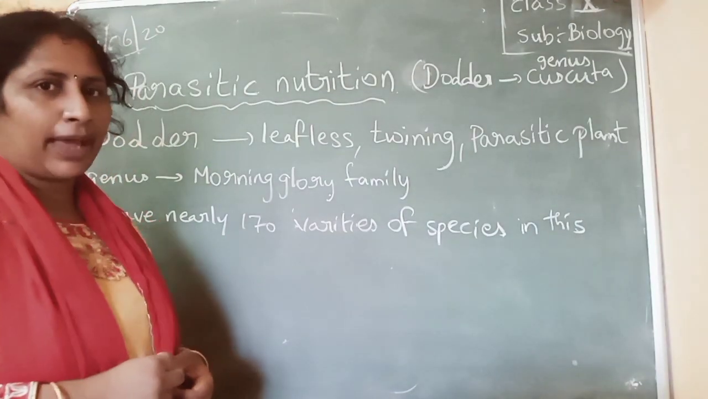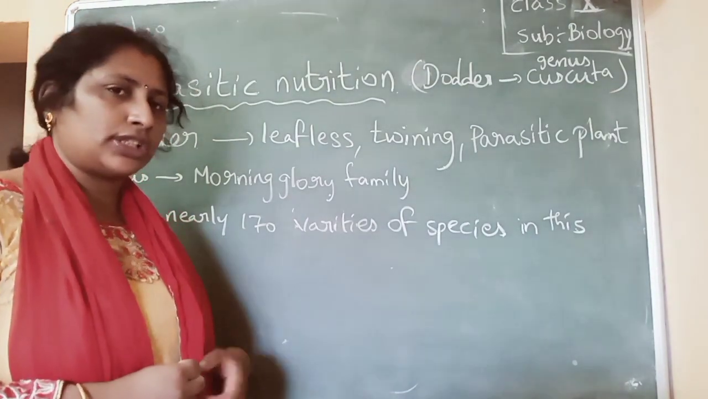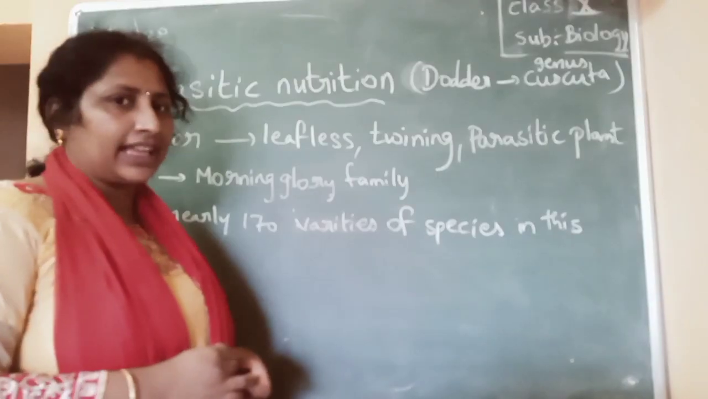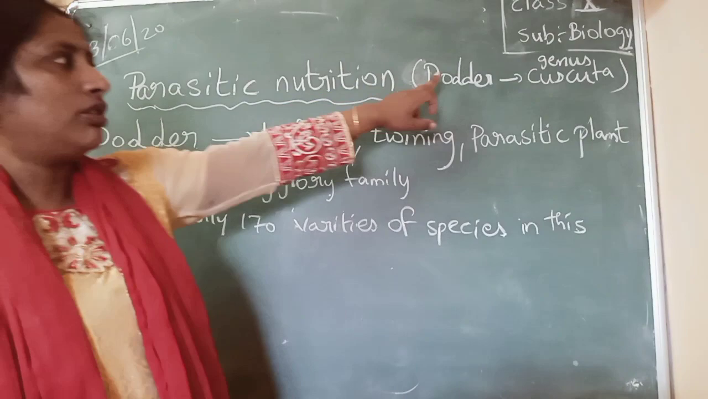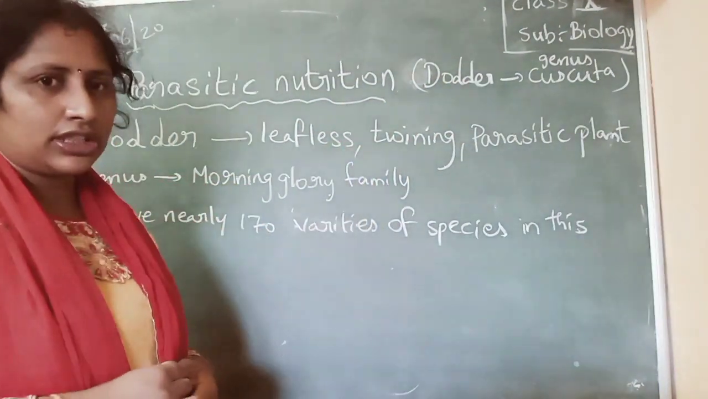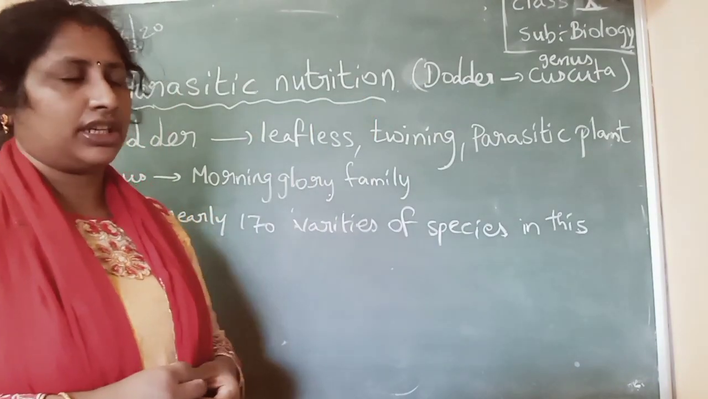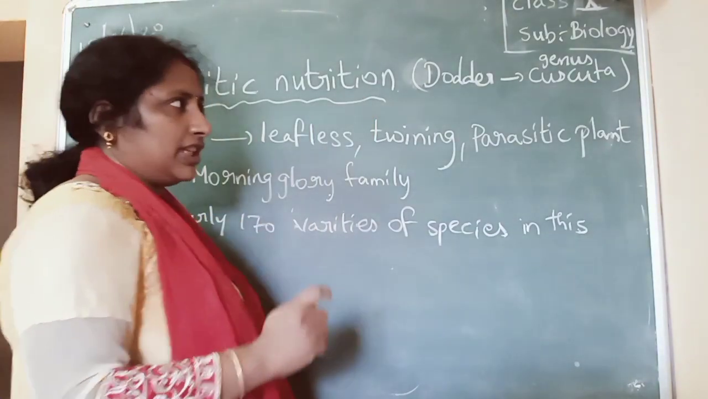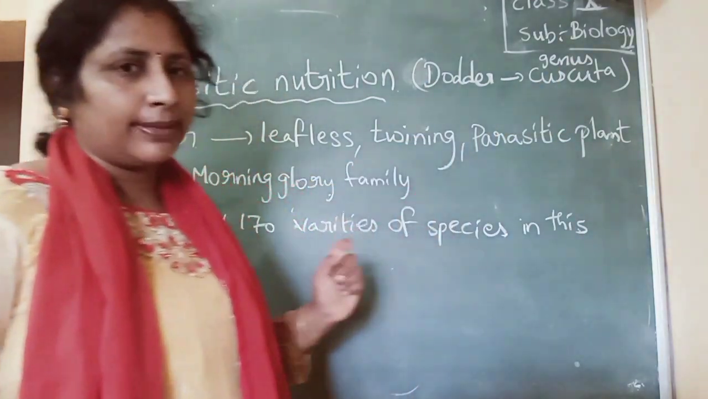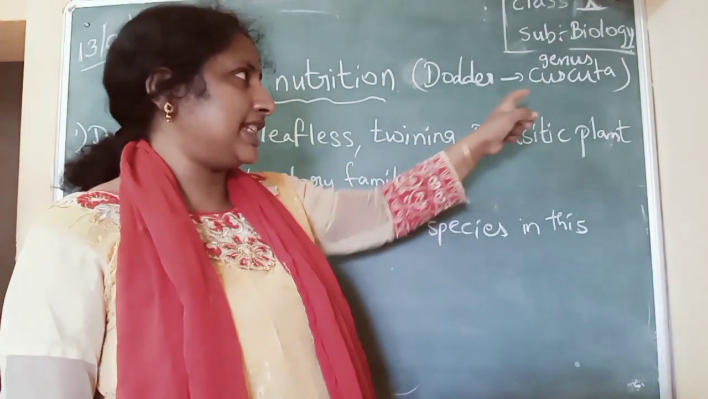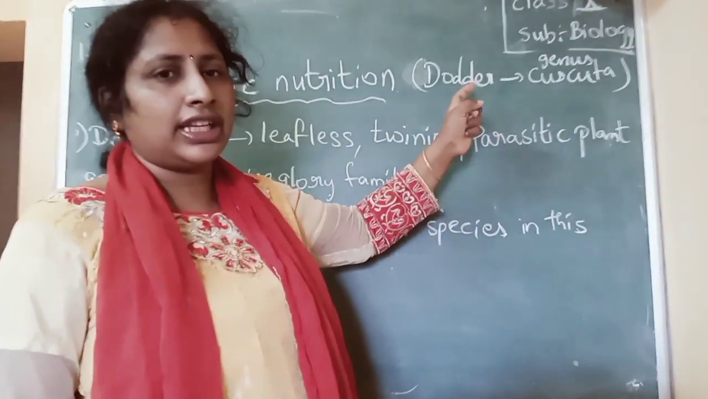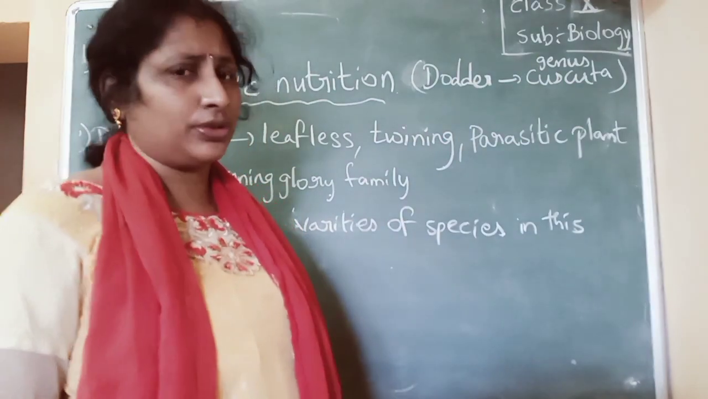This type of parasitic nutrition is also seen in plants. An example is a plant called dodder. The dodder plant follows parasitic nutrition. Dodder plant belongs to the genus Cuscuta. This you should remember. You know what a genus is. So it belongs to the genus Cuscuta.